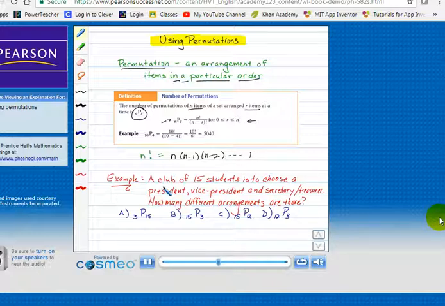Okay. So let's say we have a club of 15 students, so that's going to be important. We want to choose a president, vice president, secretary, treasurer. So this is one officer. How many different arrangements are there? So if we're going to use this notation here, which of these 4 is correct?